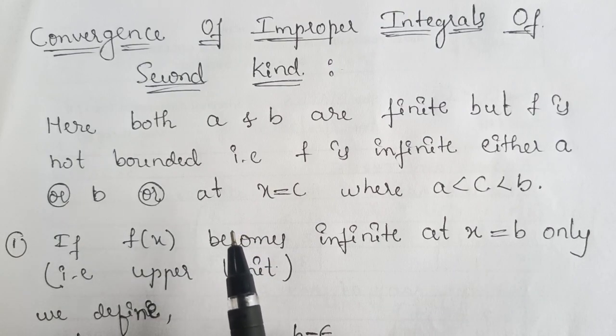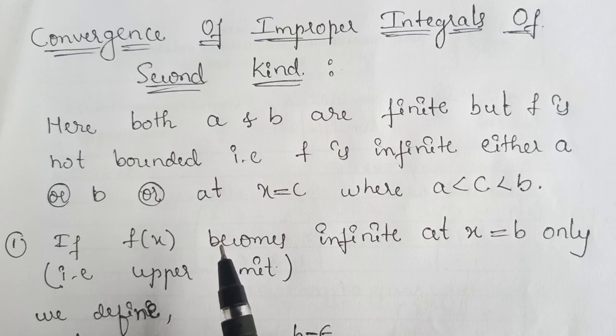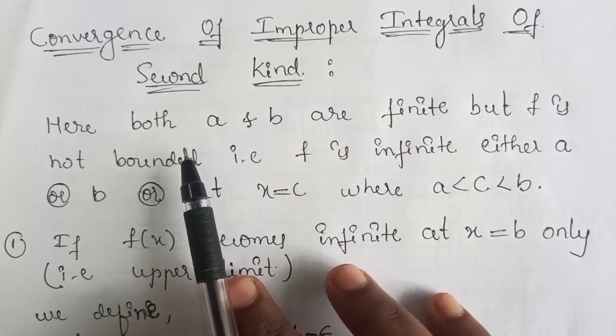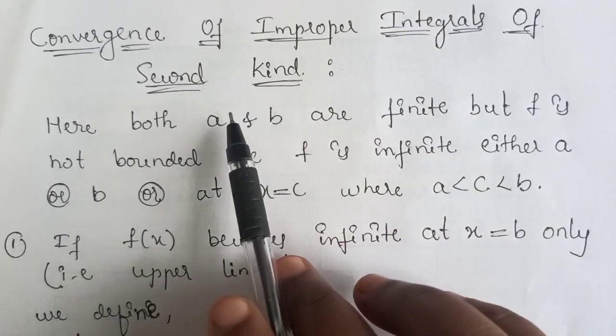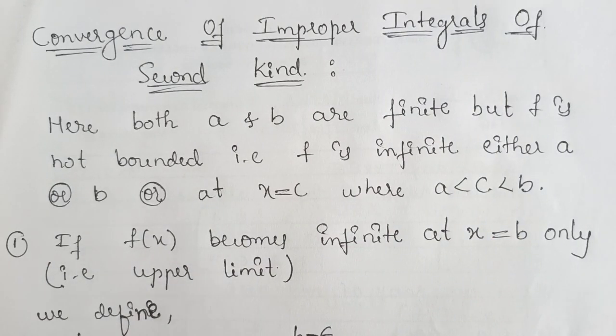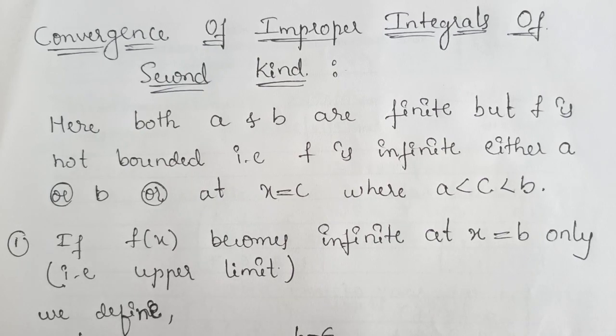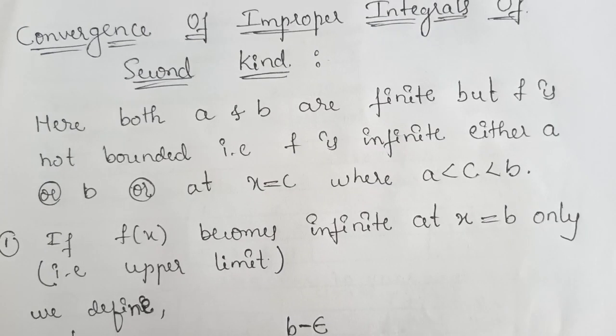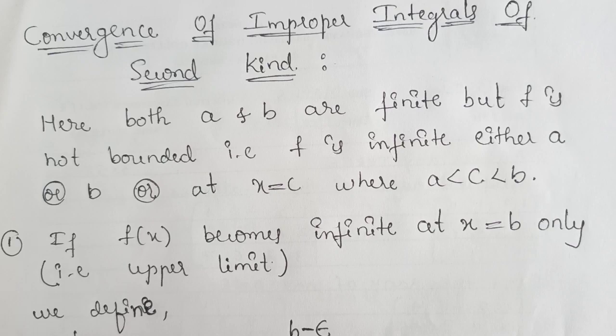In the last class we have seen few examples on the test of convergence of the improper integral of the first kind. So here we move to the next one, that is, test for convergence of improper integrals of the second kind. Already we know that in the improper integrals of the second kind, where both a and b are finite, only the integrand is unbounded, meaning it is infinite at some values. It may be a or b or x equals c. x equals c means it lies between the given limits a to b.